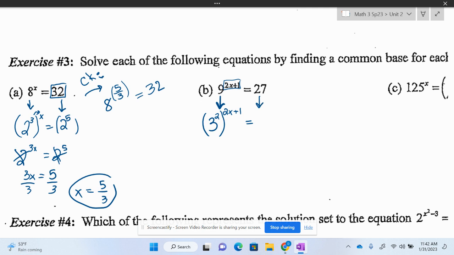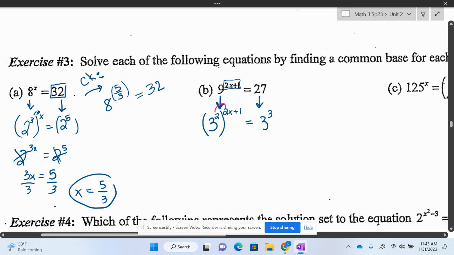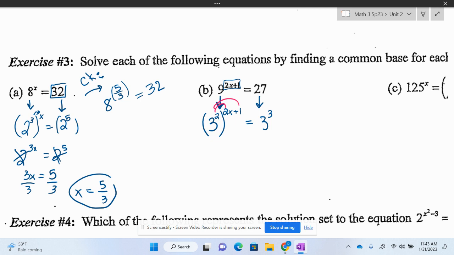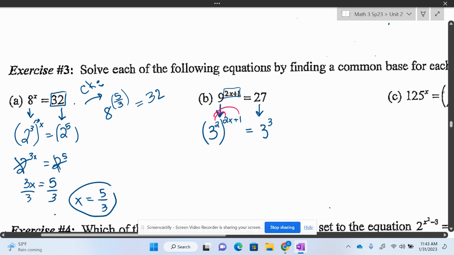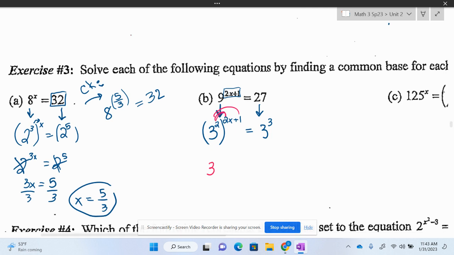27 is the same thing as what? 3 to the third. Okay. So what do I need to do over here? I have to distribute that, right? So 3 on the left becomes 3 to the 2 times 2x, and 2 times 1, equals 3 to the power of 3.